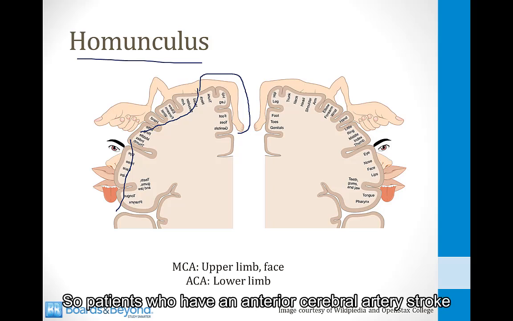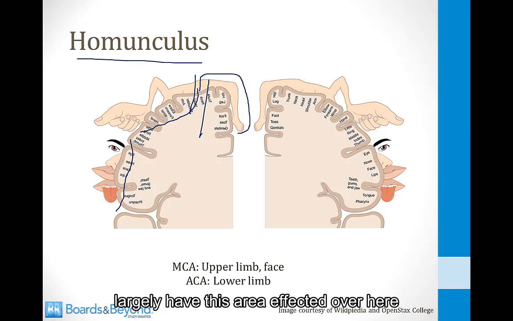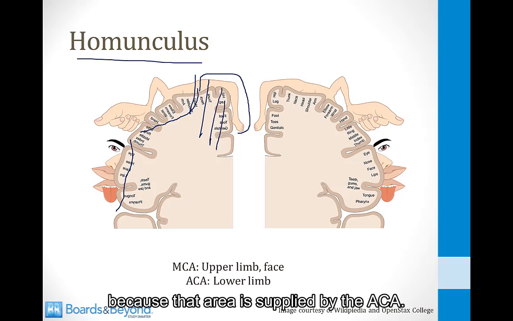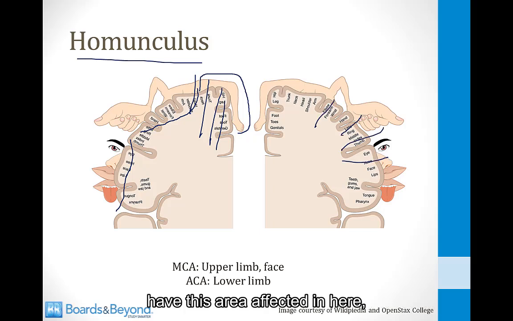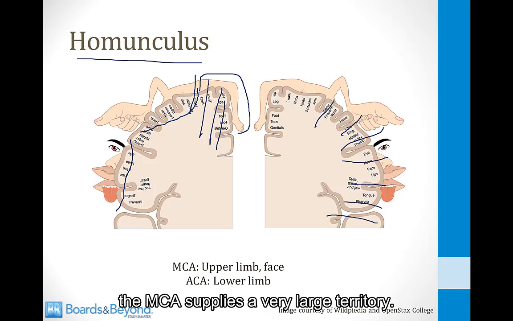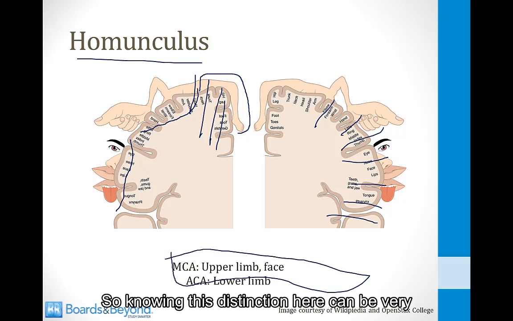And the homunculus is highly clinically relevant when you're trying to sort out stroke syndrome. So patients who have an anterior cerebral artery stroke largely have this area affected over here because that area is supplied by the ACA. So those patients will have predominantly leg and lower limb symptoms. On the other hand, patients who have an MCA stroke have this area affected in here. The MCA supplies a very large territory, and it affects the hands and the face much more than it affects the legs. So knowing this distinction here can be very helpful clinically and on your board exams in sorting out stroke syndromes.